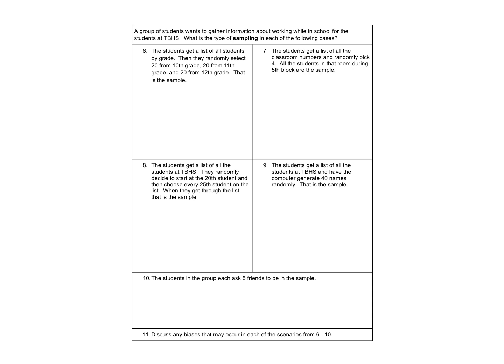Okay, so students get a list of all students by grade, and then randomly select 20 from 10th grade, 20 from 11th grade, 20 from 12th grade. That's your sample, okay? Hopefully you said stratified. So we divided that population into strata, based on a characteristic, which in this case was grade, and then we used SRS after that, okay?